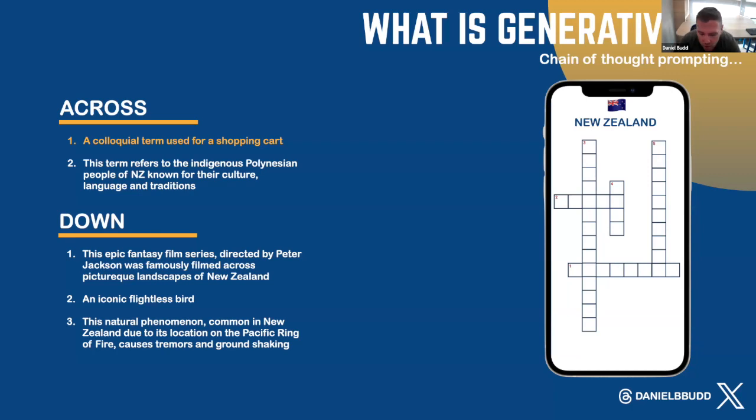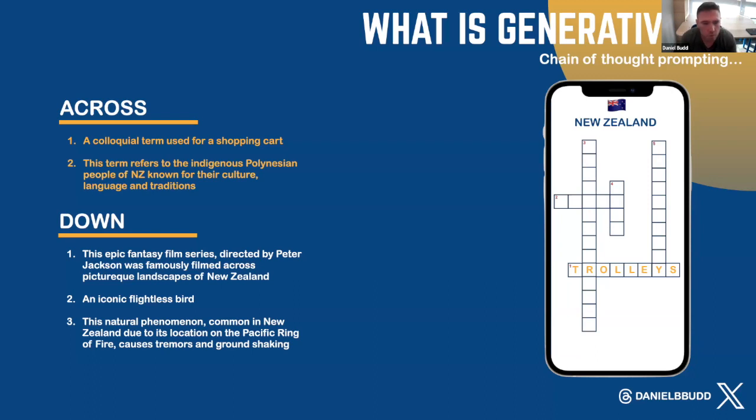So if you know anything about Australians, we really like to tease New Zealanders and vice versa. So we've got a little example here with this crossword. If I was to work through this crossword, thinking about my chain of thought prompting, for one across my prompt would be a colloquial term used for a shopping cart. This may be different in different countries, but we often call them trolleys in Australia.